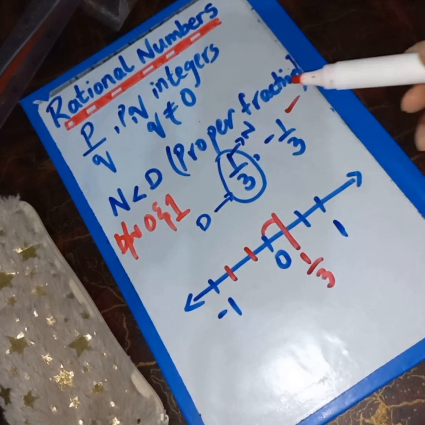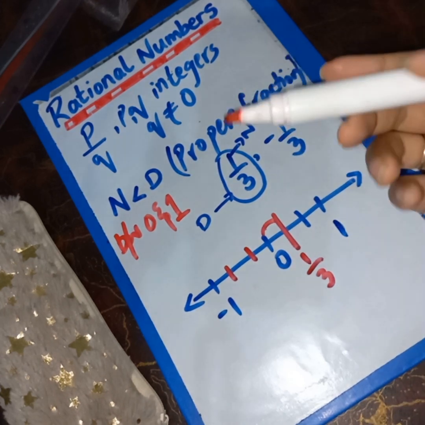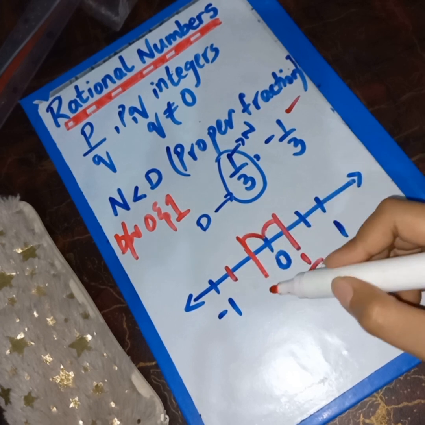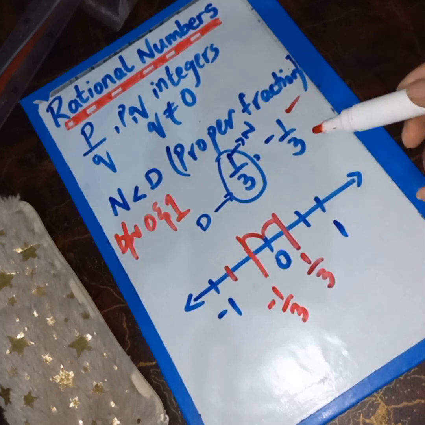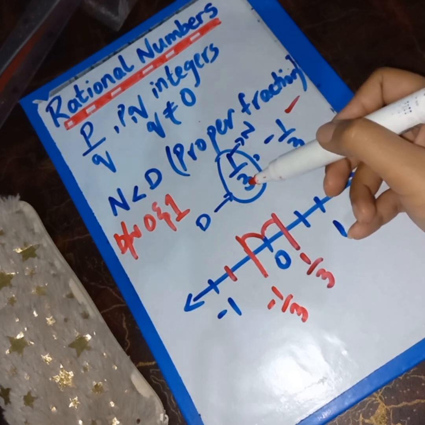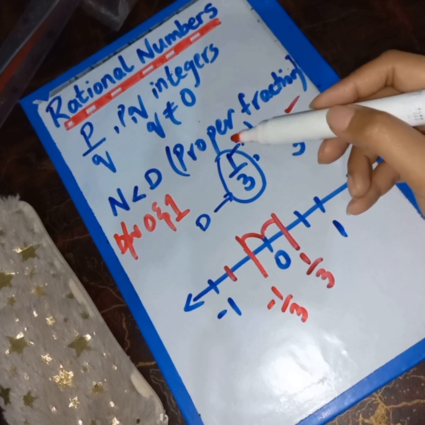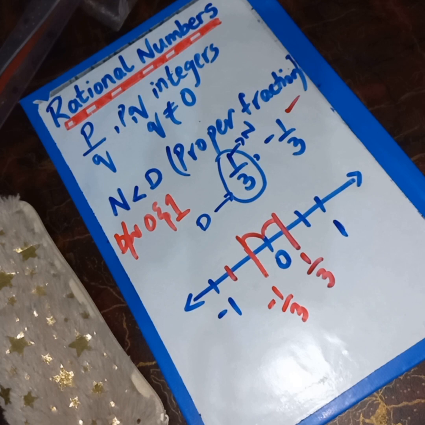The 1 will tell me the number of parts starting from 0. So one part means the very first part starting from 0. Starting from 0, the very first part is this. So it will give me the place of minus 1 by 3, like this. So I have plotted 1 by 3 and minus 1 by 3 in front of you using this rule which I have told you: the denominator 3 will tell you the number of equal parts, and the numerator will tell you the number of parts starting from 0. If you follow this, you will find it easier.